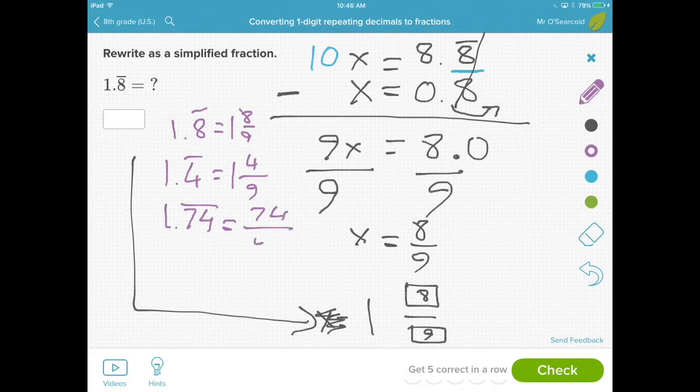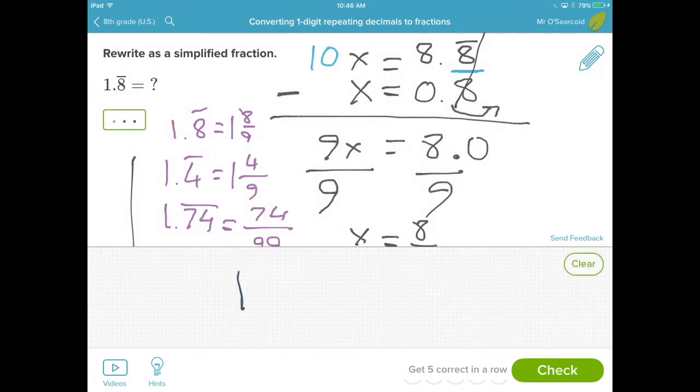1.74 repeating is, of course, 1 74/99. Just make sure you're using the count of the number of nines to be the same as the number of digits repeating. Bear in mind that this is only possible when everything after the decimal is repeating. If there are any digits after the decimal not repeating, you must use the algebraic process.